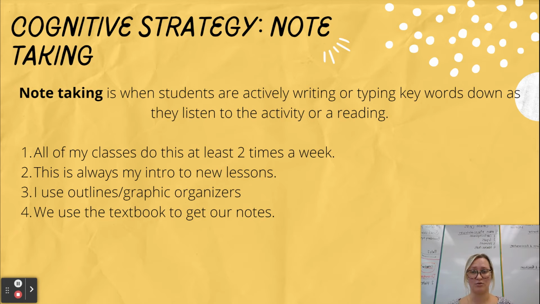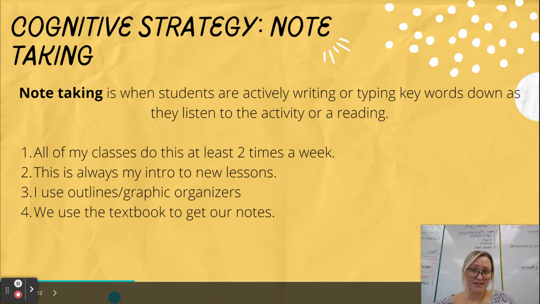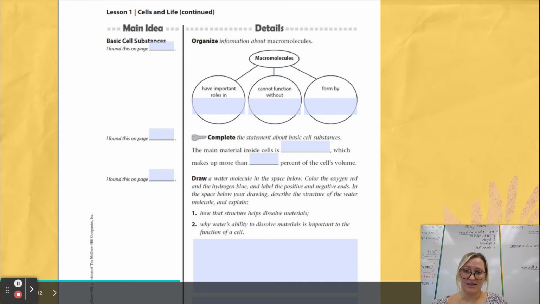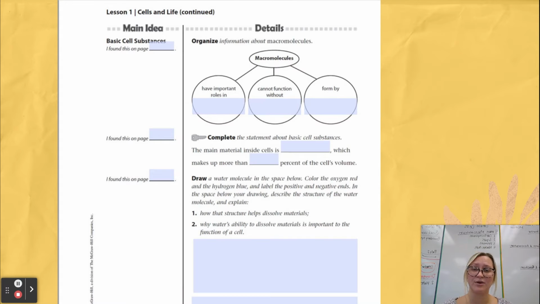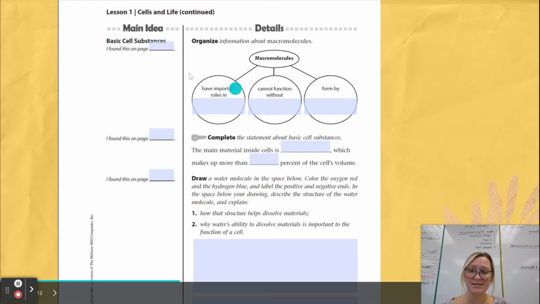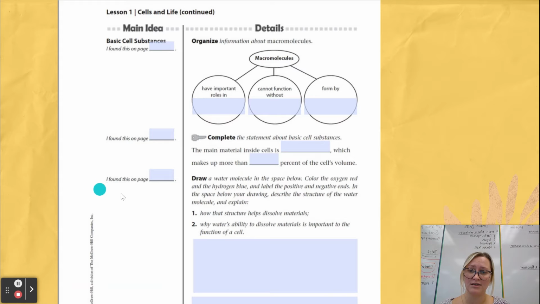I use, like I said, graphic organizer outline notes, and we use our textbook to get all our information to fill those in. This is an example of my 7th grade graphic organizer notes. I put this sheet directly into their class notebook in their Teams, and they can type directly into each of these little boxes. They always put the page they found it on, so if they ever need to go back and look it up or read it again, they know the page that they got it from.